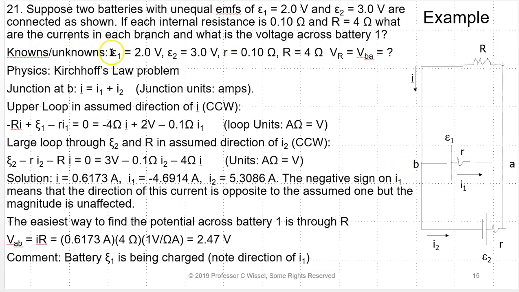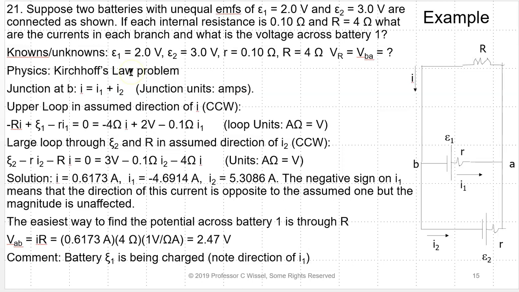First thing I do is write down my knowns and unknowns. I know E1 equals 2 volts, E2 equals 3 volts, the internal resistances are 0.1 ohm. The big resistor is 4 ohms, and I need to know VBA. By the way, this potential across here is the same potential across this resistor, so that might make it easier to find this.